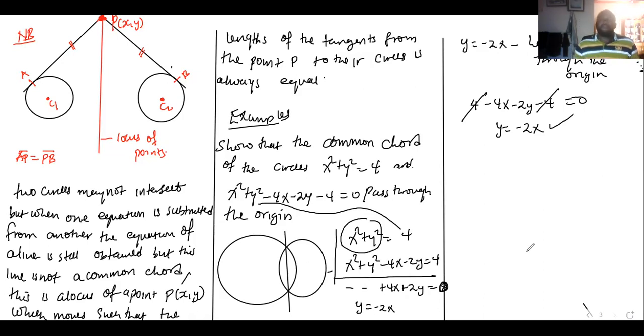So how do you know if the chord passes through the origin? How do you know? Have you seen the equation of the line y is equal to x? Or y is equal to negative x? What do you know about it?